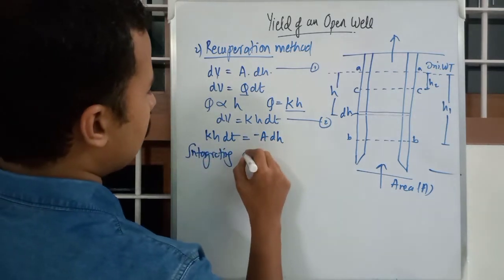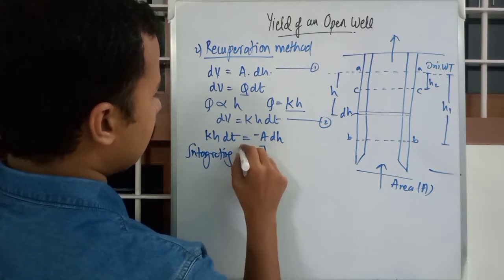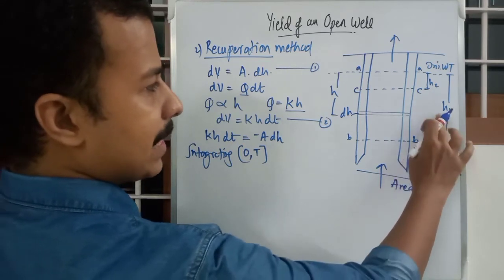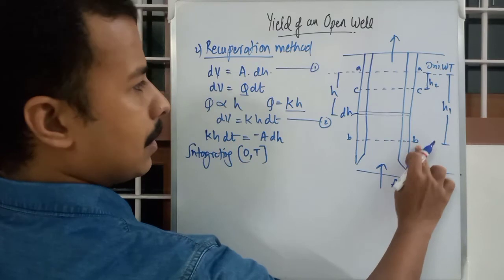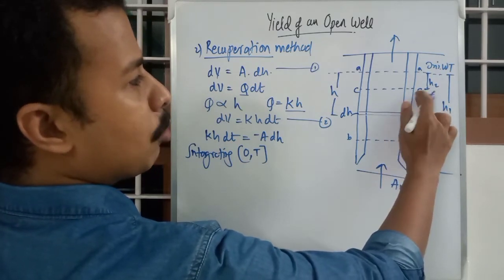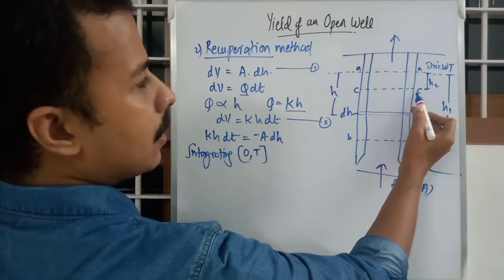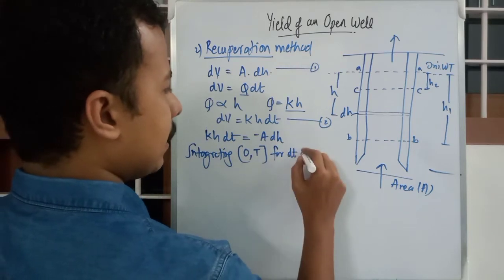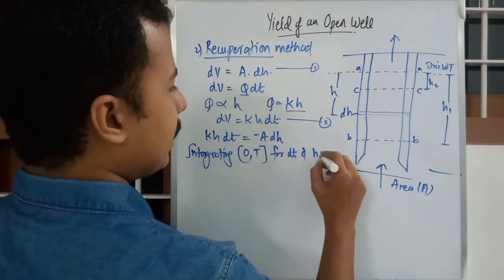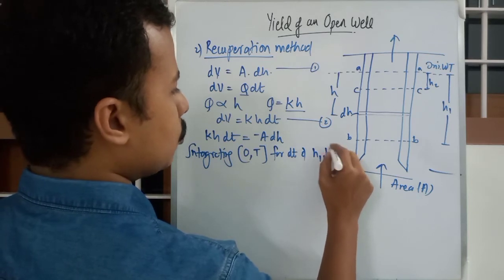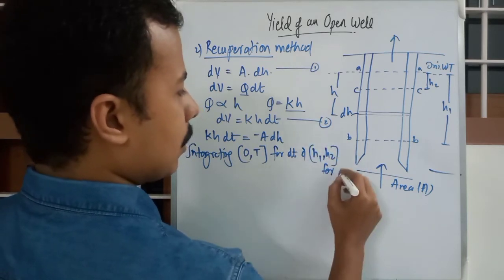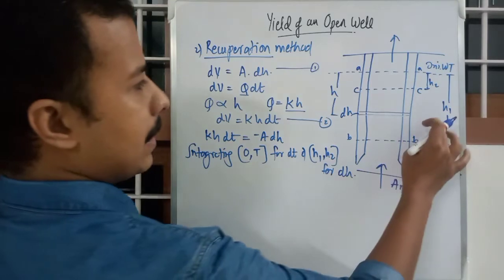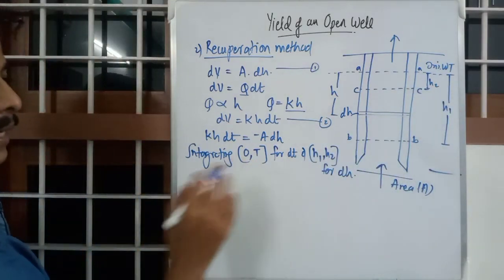within the limits 0 to T. 0 is when pumping was stopped at BB, when the depression head was H1 and the water level was at BB. Capital T is when the depression head was H2 and the level was at CC. Limits 0 to T for dt, and H1 to H2 for dH.